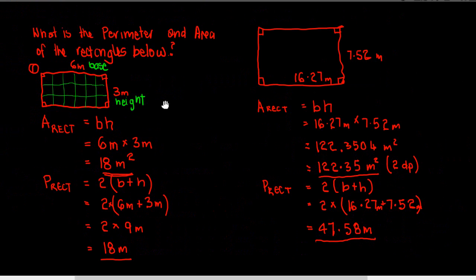Okay, so let's have a look at a couple of examples. What is the perimeter and area of the rectangles below? The first one I've shown is quite a simple one. Base of 6 meters, height of 3 meters. Because it's even meters, I've been able to draw in a little 1 meter by 1 meter grid, which gives us squares. So as we can count there, hopefully, there's 18 squares there.